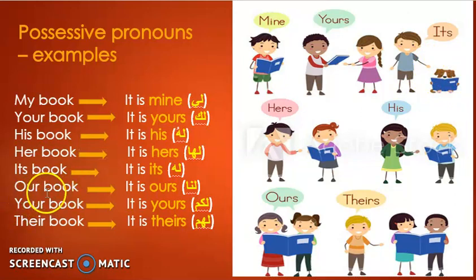Our book, it is ours. Our becomes ours in possessive pronouns. لنا, ours. The book is ours. Your book, of course, is the same.